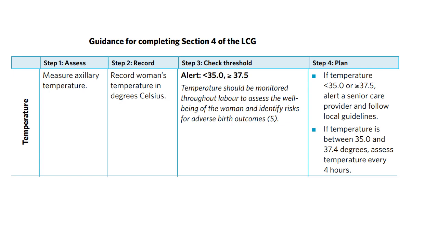In this slide, we show the documentation of the body temperature. The measurement of body temperature is done by a thermometer which is placed in the axilla, and a low temperature or a high temperature is an alert sign indicating either hemorrhage, cardiac disease, or a high temperature may indicate infection.